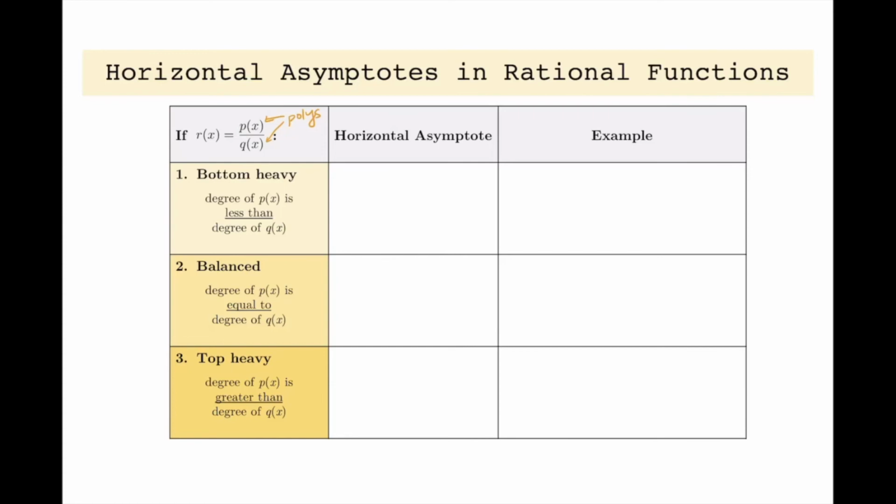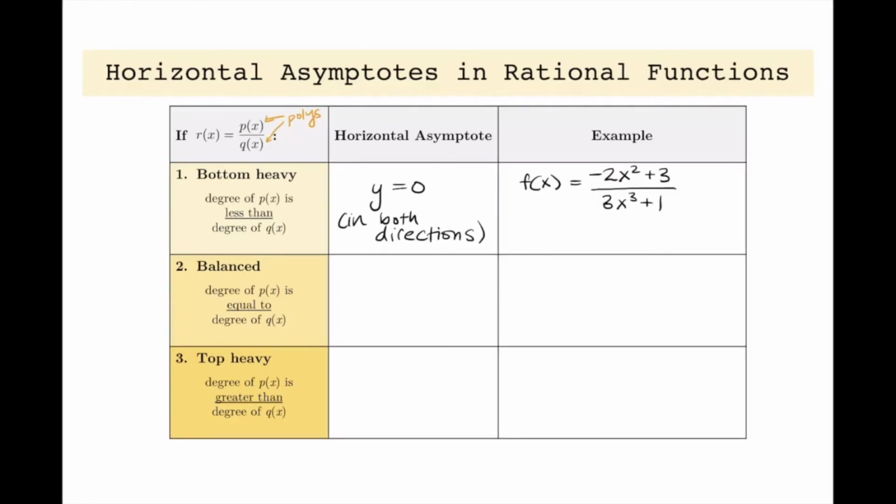If the function is bottom heavy, then as x approaches infinity or negative infinity, the denominator will get a lot larger than the numerator. That will drag the whole fraction down to become very small. So in this case, we have a horizontal asymptote of y equals 0. And this is true in both directions, meaning as x approaches infinity or negative infinity, we will have a limit of 0. Here's an example of a function that's bottom heavy.